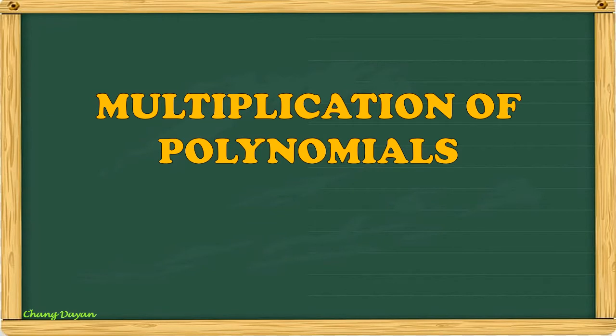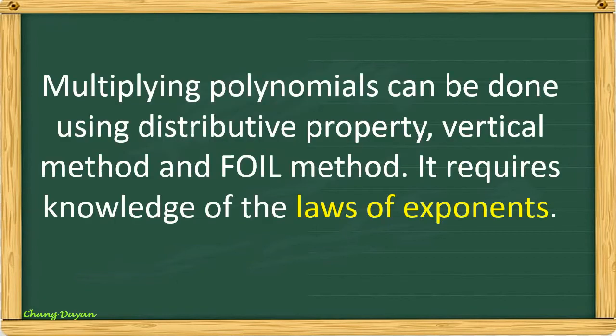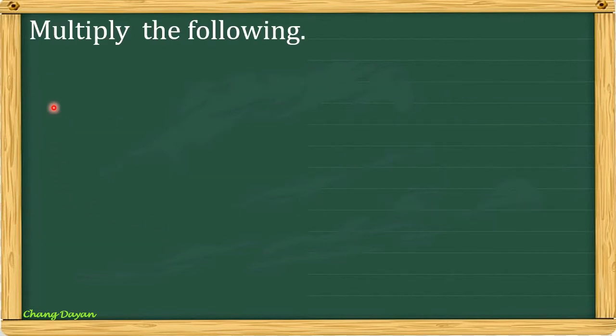Good day everybody! For today's lesson, we'll be dealing with multiplication of polynomials. In multiplying, it can be done by using distributive property, vertical method, and FOIL method. It requires knowledge of laws of exponent. Now let us have an example.